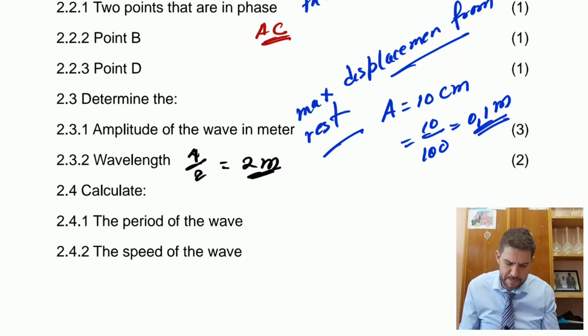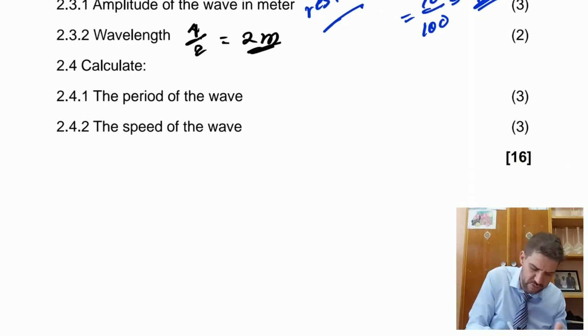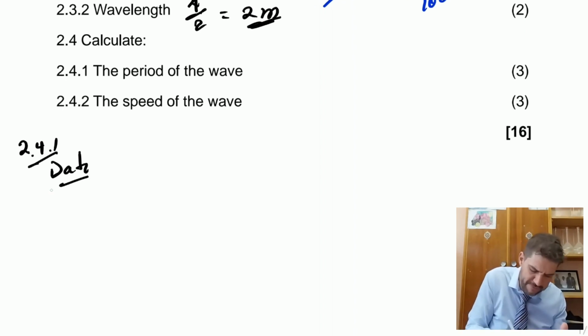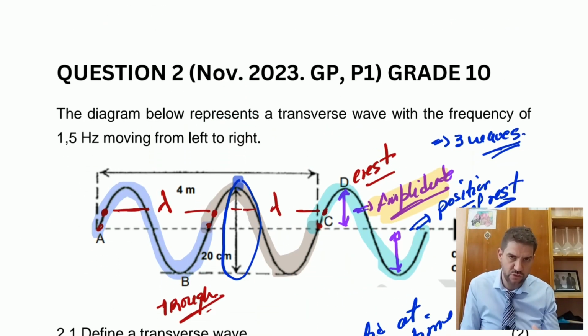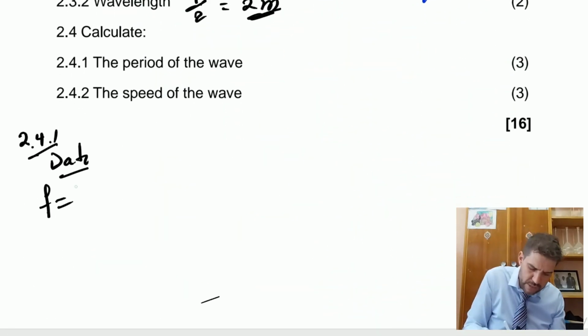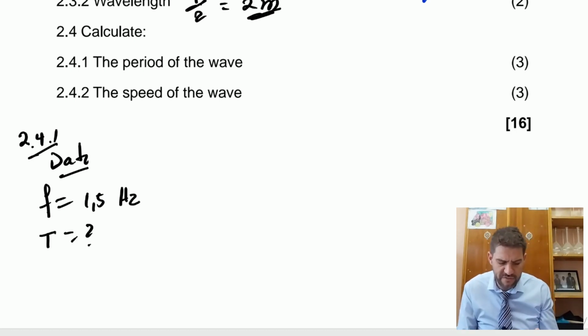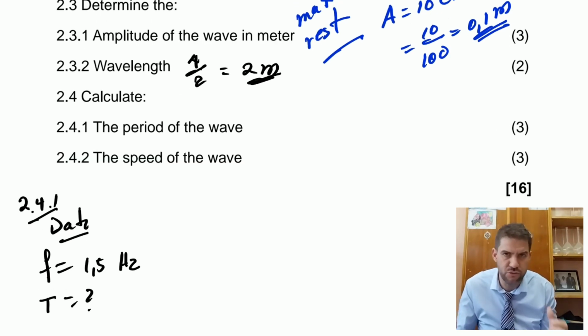All right, calculate the period of the wave. It's extremely simple to calculate the period in this specific question. Let's write it here, 2.4.1. What data do we have? Well, we have the frequency, which is given to us at the beginning of the question, 1.5 hertz. You're looking for period. You have the wavelength, but we don't need it right now. The amplitude is not needed for doing any calculation at the moment.